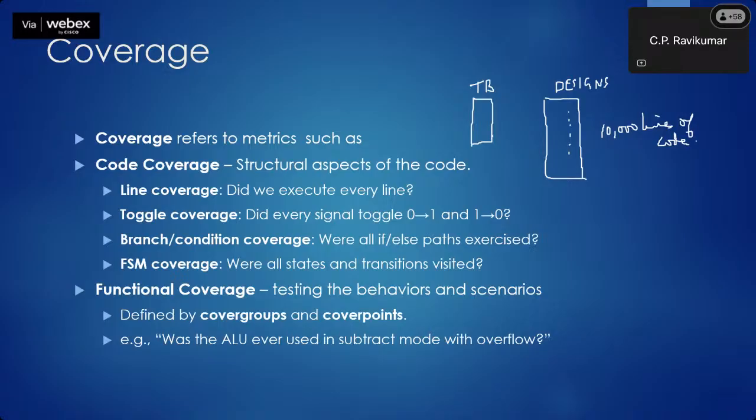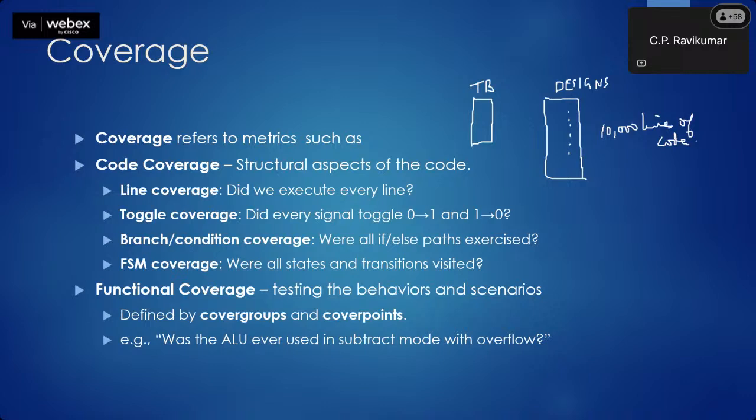So if I write a test bench, does it exercise every line? For example, if there is a module that was never tested, or if there is a task which was never called, then our coverage is slightly lower. The test bench is not able to look at all the lines. So that is called line coverage.